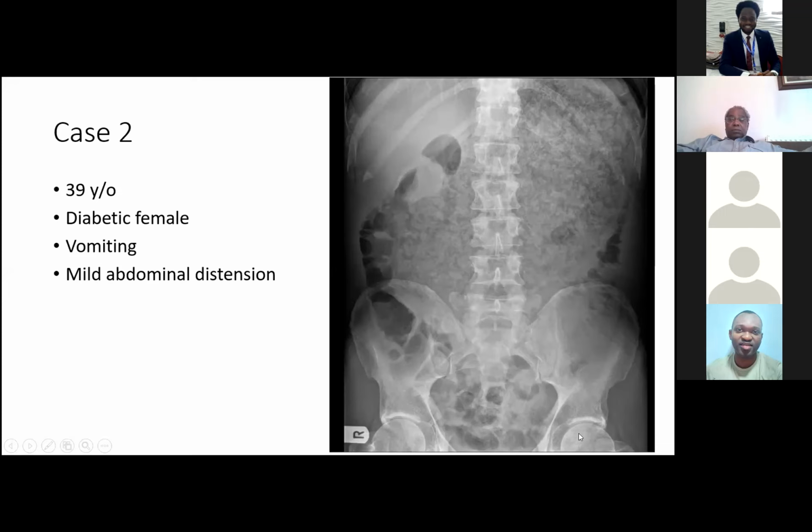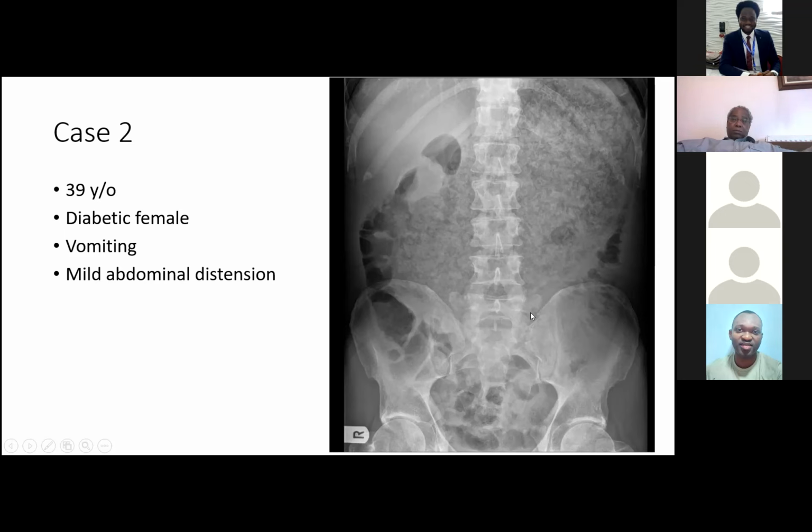Yes, sir. I'm thinking possibly the stomach. It could be the stomach. Good. Yes, this was actually the stomach. Now, the next question for you is, do you think that is a normal stomach, or do you think it's an abnormal stomach? I think it's an abnormal stomach. It looks quite distended. It looks quite big.